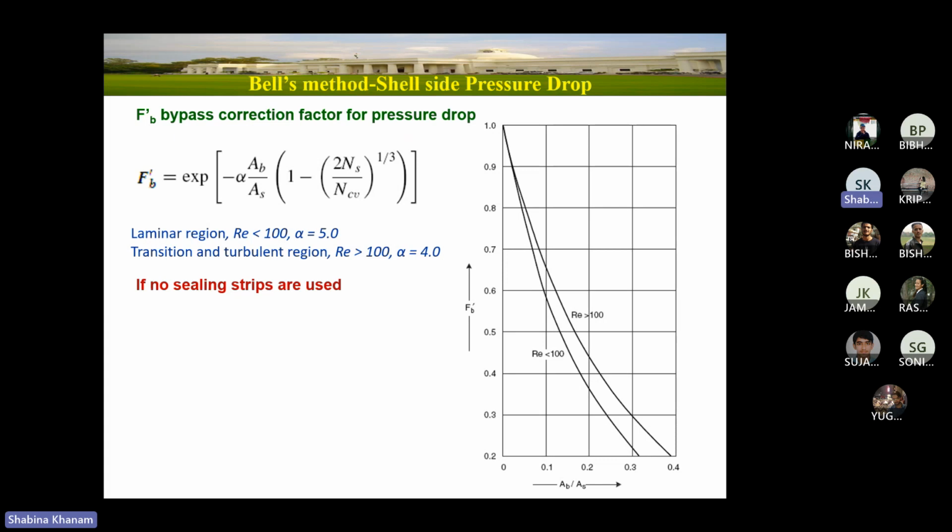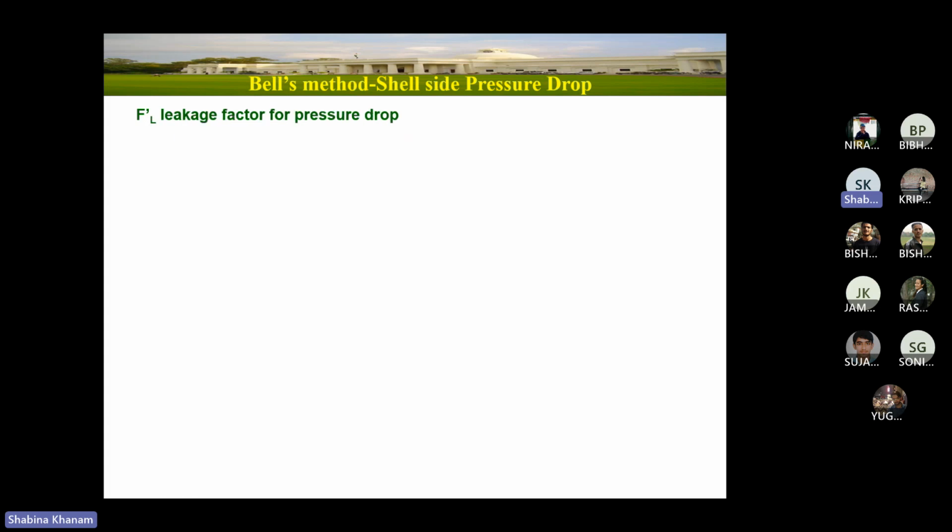Many calculations are not required because you have already checked in the heat transfer coefficient whether sealing strips are required or not, and if required, how many. So everything you have fixed there. Here you only need to put the values or change the value of alpha, and then find out FB prime, or you can use this graph, whatever.